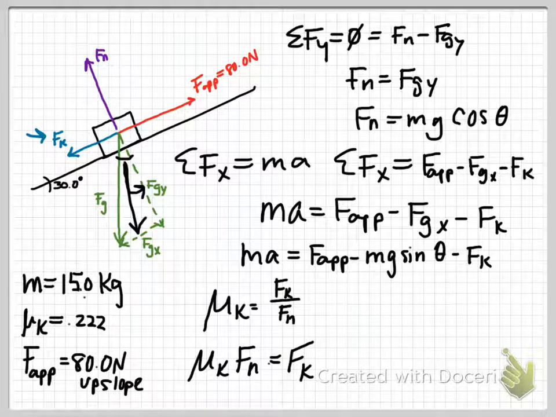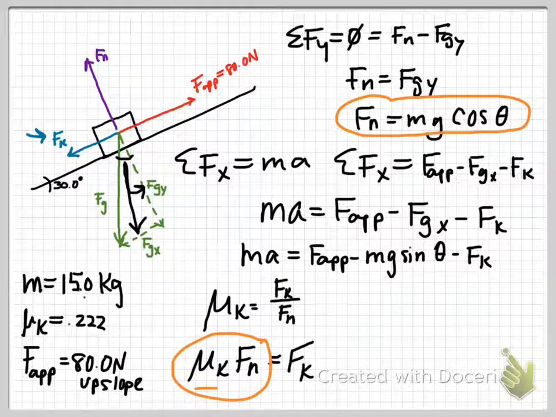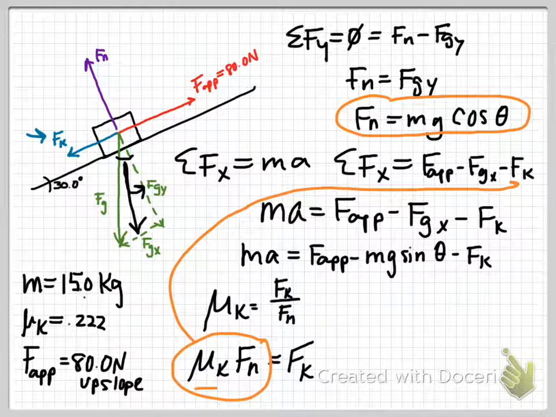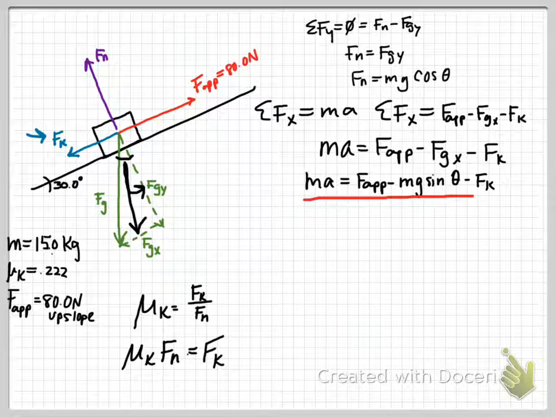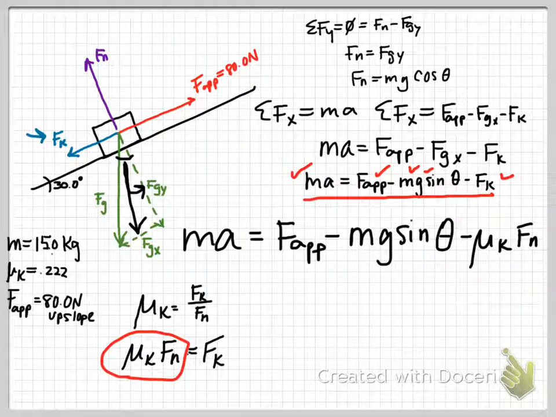And since I have everything that I would need to calculate Fn, and I have mu k, it's much more likely that I would use this expression and plug it back into the expression that takes place on the x-axis, relating Fk, Fgx, and F applied back to Ma. Since I know that I'm going to use this equation because I'm looking for acceleration, and I have applied force, mass, gravity, and an expression for Fk, I'm going to go ahead and substitute this back in for Fk. So I have my first iteration of this expression right here.